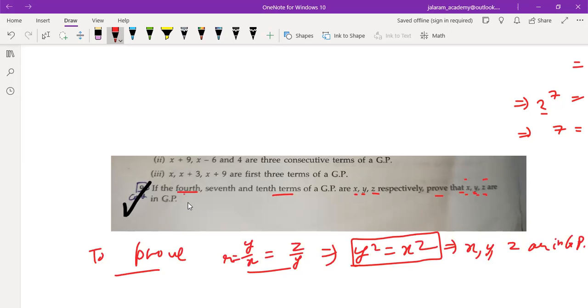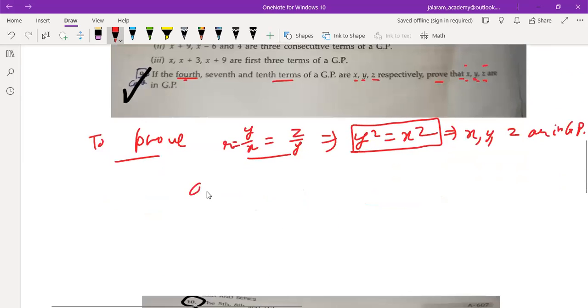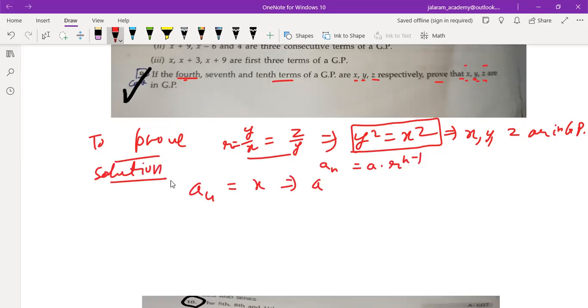x is the fourth term and we know that the fourth term is denoted by A4. So A4 equals x. And for the formula for A4, we know that the formula for the nth term is a into r to the power n minus 1. So the fourth term is a into r to the power 4 minus 1, which is given as x. First equation.